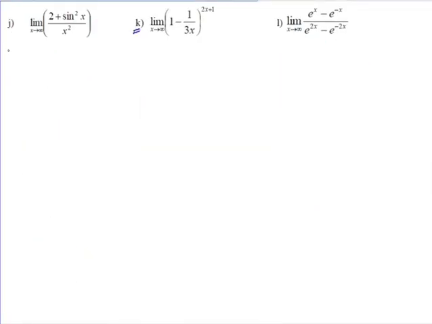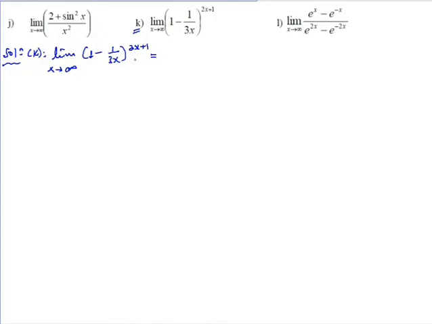In part K, we have the limit of 1 minus 1 over 3x to the power of 2x plus 1 as x approaches infinity. So this kind of limit requires some different techniques than we have seen so far. So here I will show you how we can solve the limit of this part.